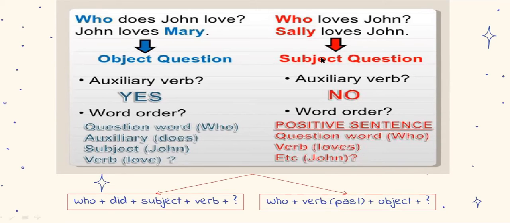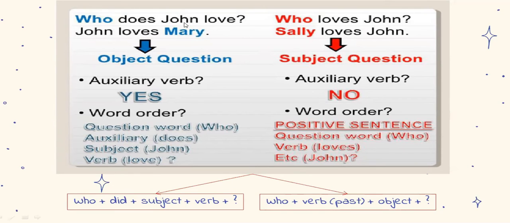So I will say it again. The subject is the noun that does the action, and the object is the noun that receives the action. Okay? And today we are going to work with questions that have the main target in the object or the subject. Okay? So, just so you know, here we have one question.